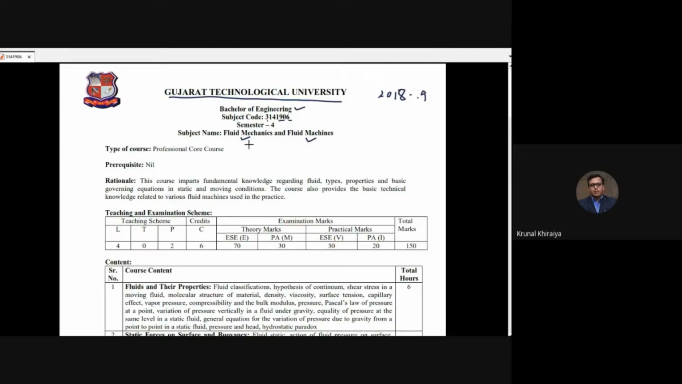I think the majority of students are from the diploma side, so they know the basics of fluid mechanics and what fluid machines are. Fluid itself is a big word, and fluid mechanics means we have to study the behavior of fluids in motion, or at rest. And fluid machines means the machines which are operated by the motion of fluids.